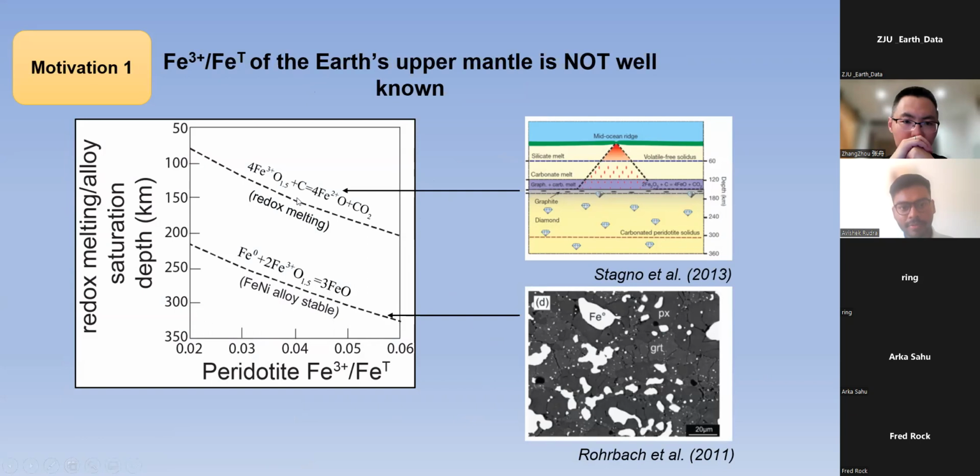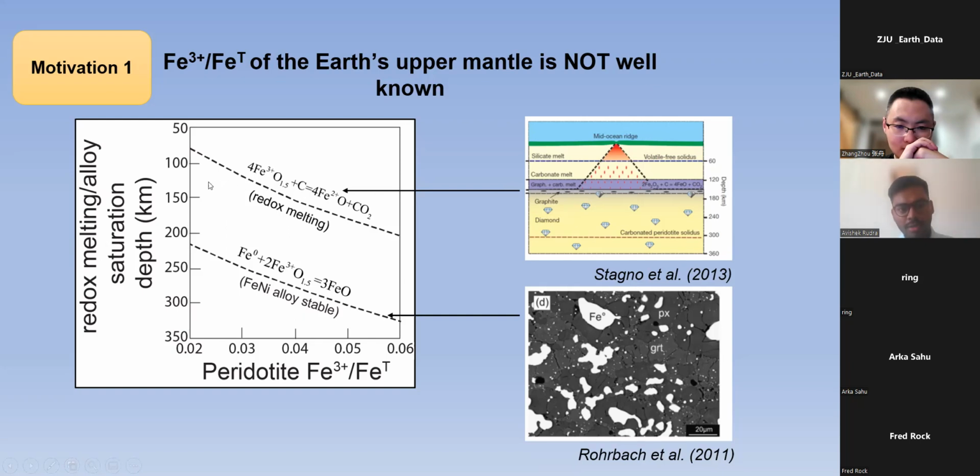For example, when we talk about redox melting, which is the oxidation of native carbon, C0, to carbon dioxide, which can induce melting in the Earth's mantle, that redox reaction depends on the amount of oxygen, the amount of ferric iron in the system. Other reactions, such as the stability or the appearance of metallic alloy, also depend on the amount of ferric iron or the amount of oxygen in the system.